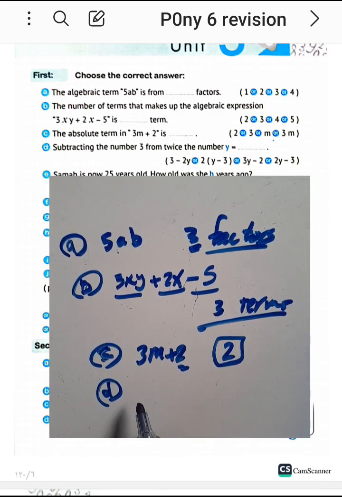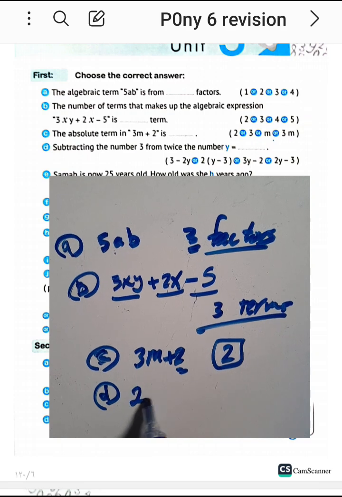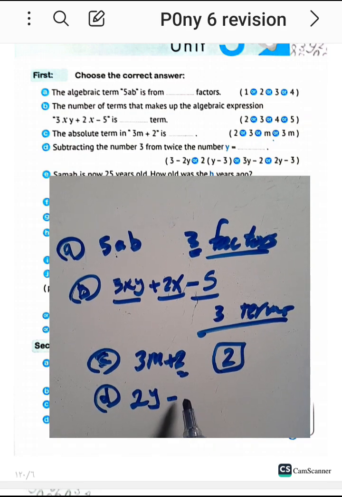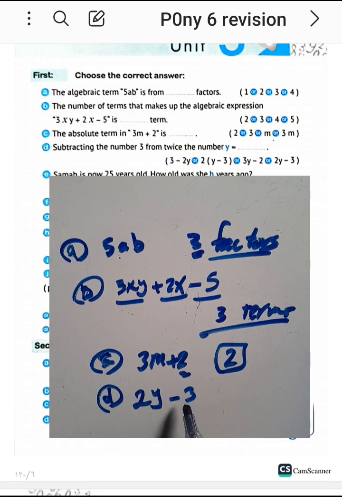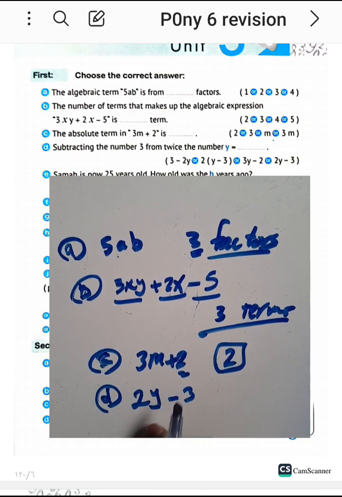Question letter D. Subtracting the number 3 from twice the number y. Twice the number y will be 2y, subtract 3. Then subtracting the number 3 from twice the number y will be 2y minus 3.